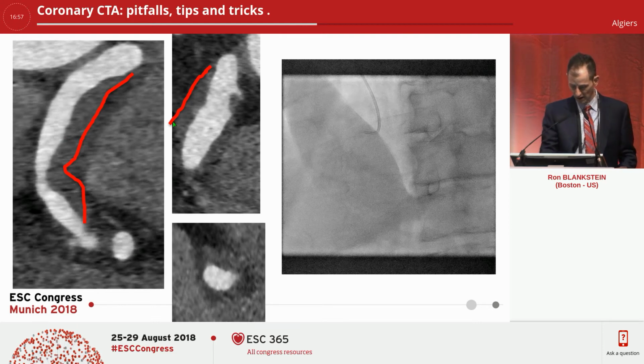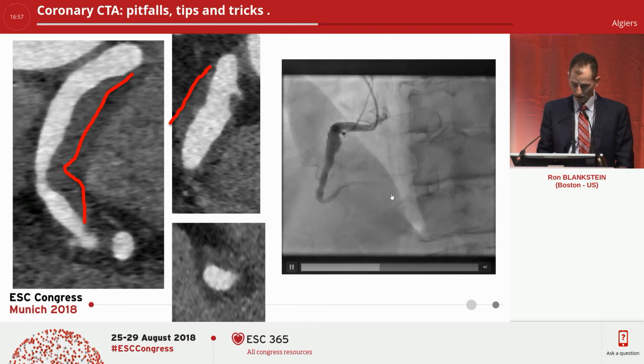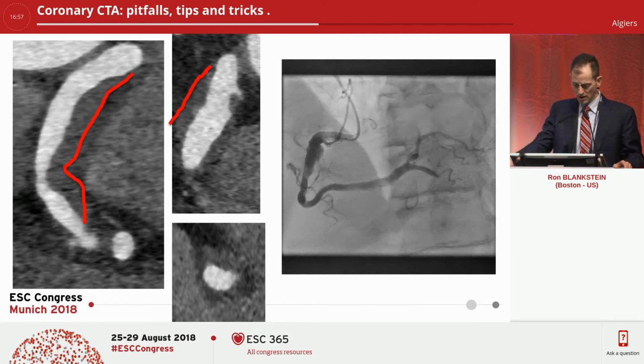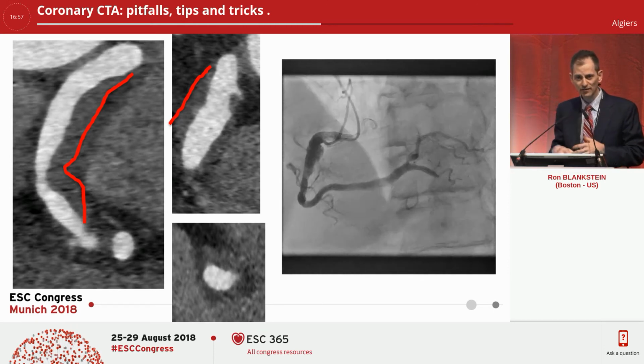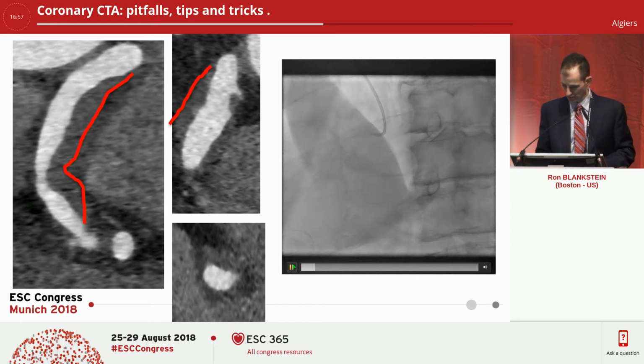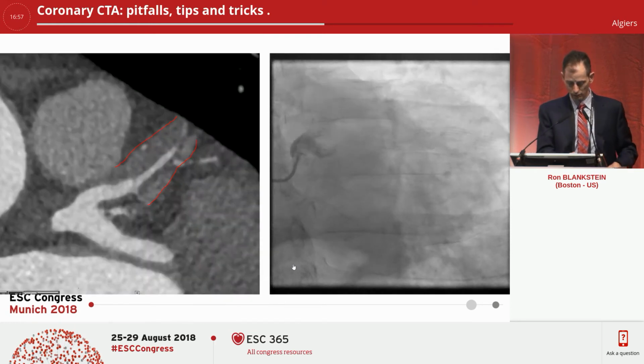So this is the right coronary artery here. And in the RCA, you can see slow flow. You can see a very irregular border. But what you might not appreciate on invasive angiography is the tremendous amount of plaque around the vessel here. If we go back to the LAD here, I promised you I would show this better.